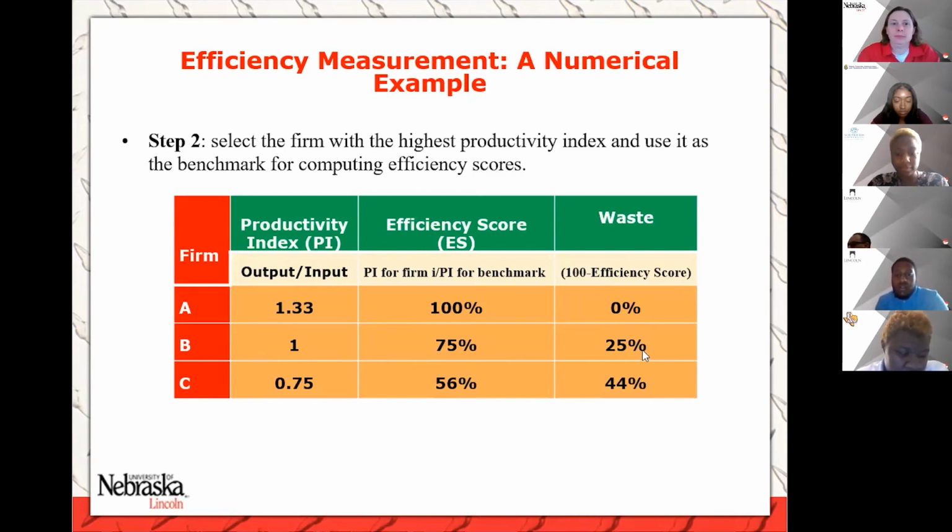25% tells you that firm B can reduce its input by 25% and still be able to produce the same level of output. And then for company C, 44% tells you that company C can reduce its input by 44%, but at the same time produce the same level of output.